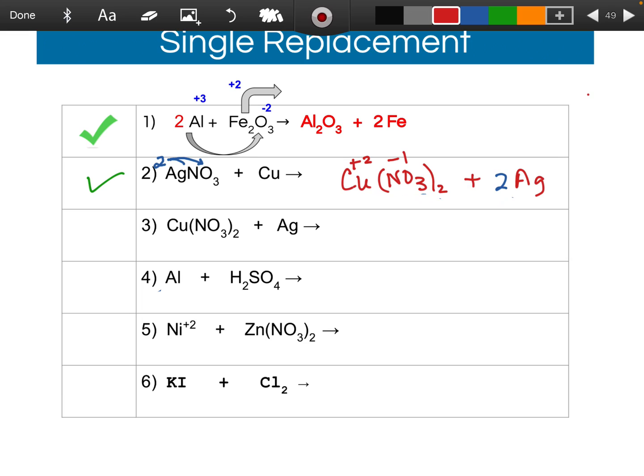All right, for the next one, we are comparing silver and copper again. However, this time silver is our individual metal. So find silver and copper on your activity series list. Silver, which is our single element or our single metal, is below copper, which means that silver is not strong enough to replace copper. So then all we have to do is put an X and say no reaction, because nothing will happen.